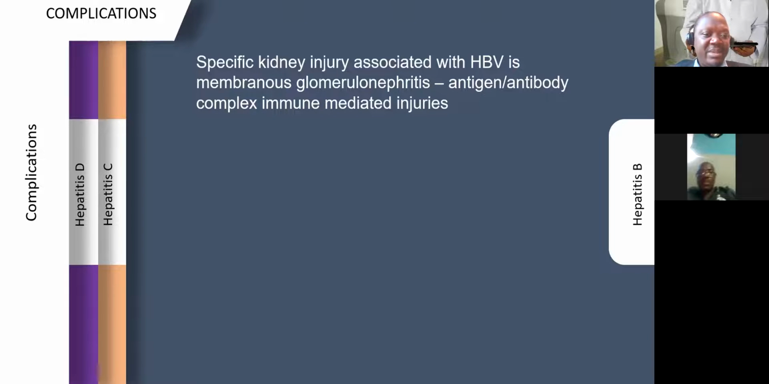Now, this is important. I mentioned this because some medical students are present who are quite interested in knowing what type of injury it causes, and it comes out commonly in the examination questions. So the membranous glomerulonephritis is important as an antigen-antibody complex immune-mediated injury in the kidney, the glomeruli.